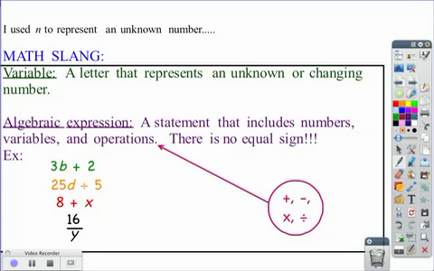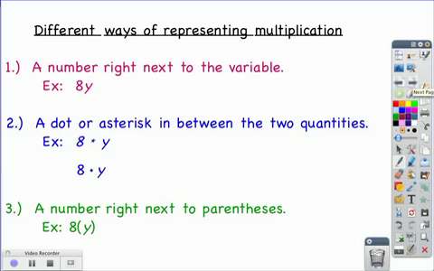Some examples of algebraic expressions are 3b plus 2, 25d divided by 5, 8 plus x, and 16 divided by y, which all have numbers, variables, and operations without an equal sign. Different ways of representing multiplication in algebra include a number right next to the variable, a dot or asterisk in between the two quantities, or a number next to parentheses. So if you ever see a problem where you've got 5 and then in parentheses 4, you'll know that means multiplication and the answer would be 20.